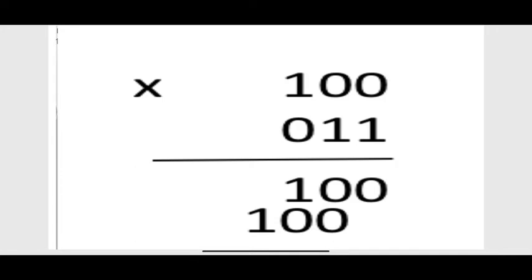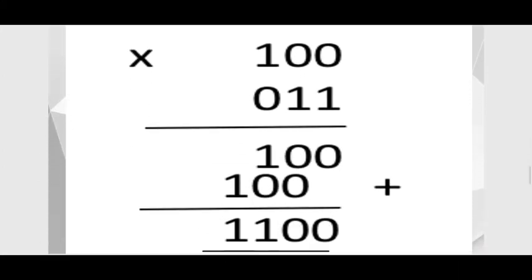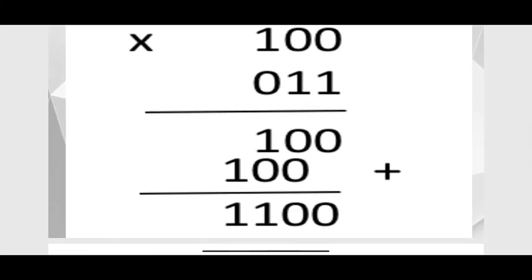Next, our next digit is 0. Since our last digit is a 0, we can skip it and start with our addition. So let's add 1 0 0 plus 1 0 0. 0, bring down 0; 0 plus 0 is 0; 1 plus 0 is 1, bring down 1. So our answer will be 1 1 0 0. 1 0 0 multiplied by 0 1 1 is 1 1 0 0.